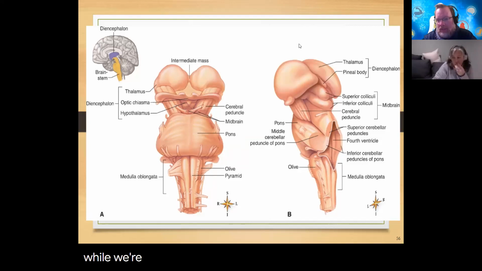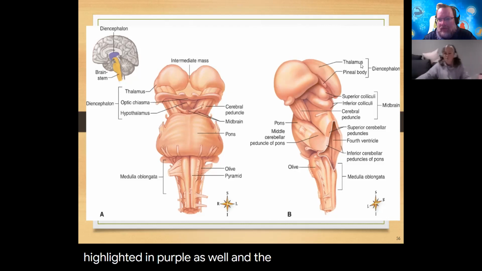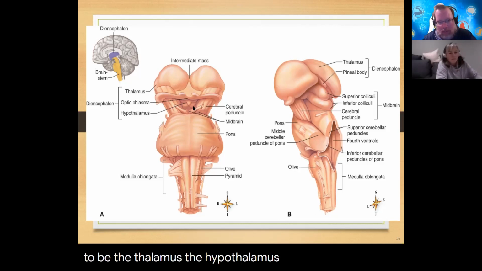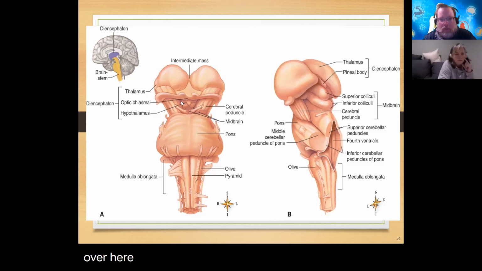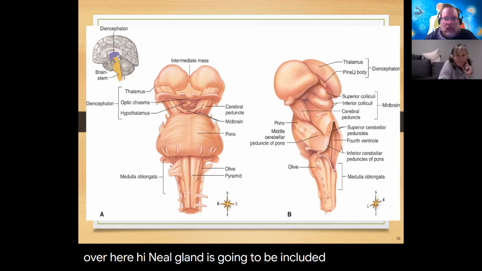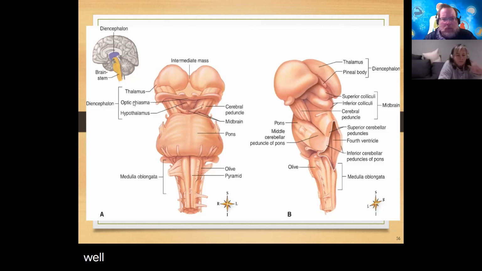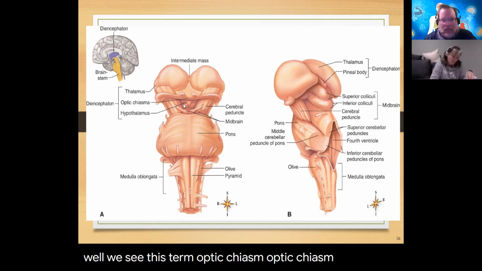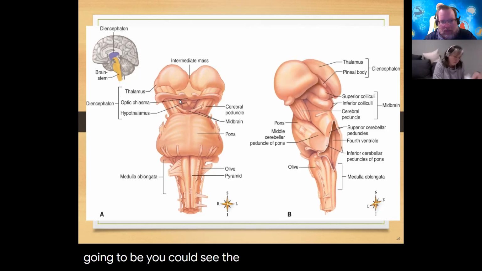Now, while we're on this slide, it does have this diencephalon highlighted in purple as well. And the diencephalon is going to be the thalamus, the hypothalamus, which we can see over here, and then also the pineal gland is going to be included in that as well. We see this term optic chiasm. You can see the optic nerves have been trimmed here. This forms a little bit of an X.